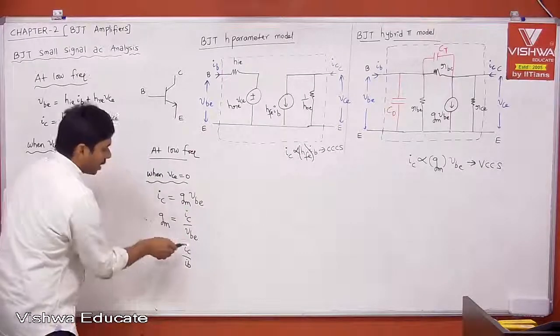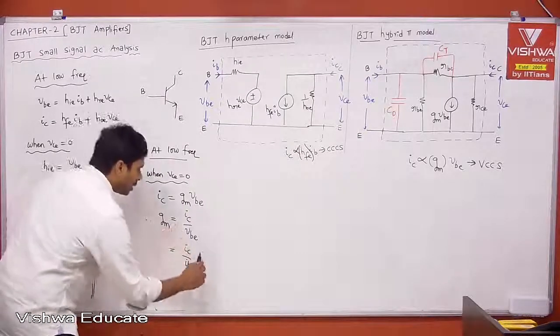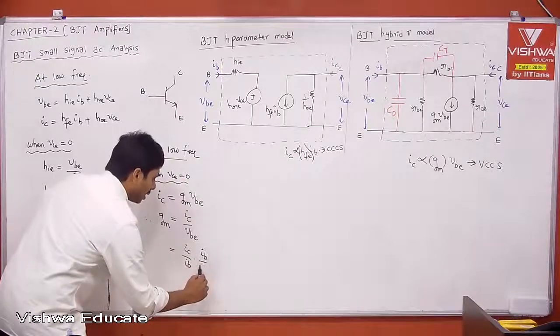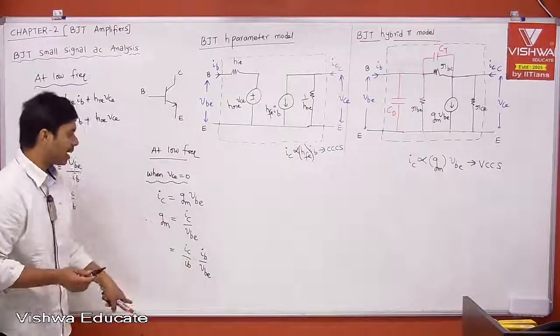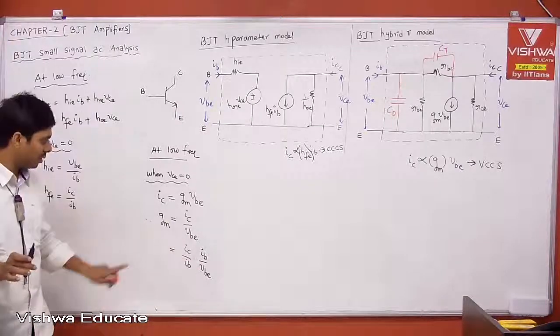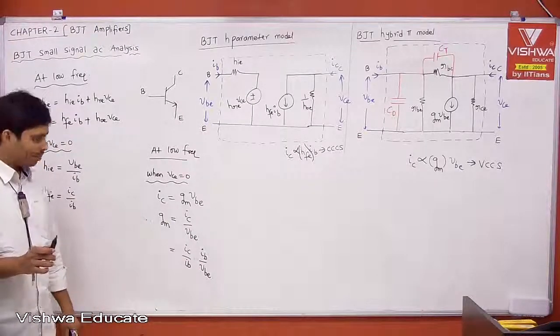Because we know that your IC is controlled by IB and IB is controlled by VBE. Can I write like this qualitatively? But quantitatively also both are same, because IB will be cancelled, then you will get IC by VBE. Therefore, this is nothing but gm, right?